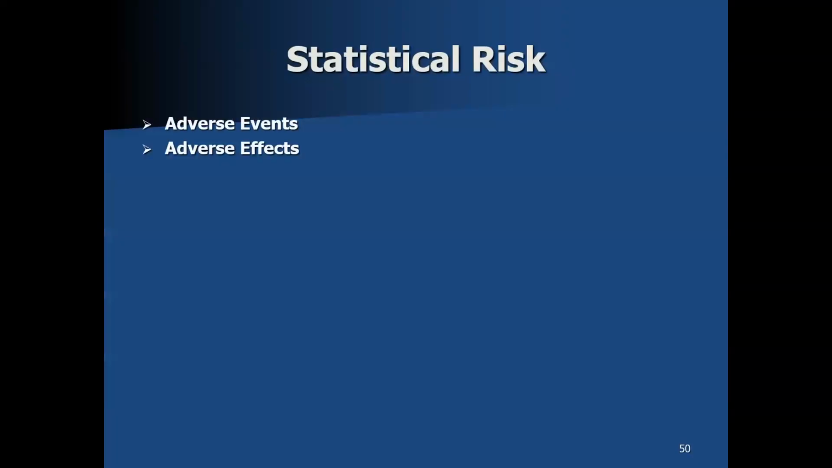Statistical risk can further be broken down into adverse events and adverse effects. An adverse event is something reported after a person was vaccinated. The vaccine didn't necessarily cause it, but it was reported. Someone might report being overtired, cranky, headache, etc. Adverse effects are undesirable experiences that are caused by the administration of the vaccine. These are harder to pin down.